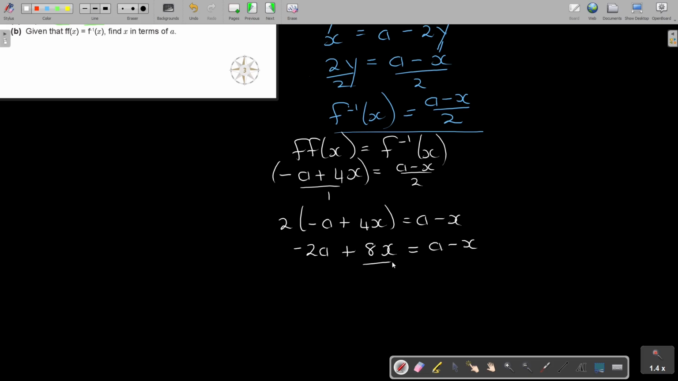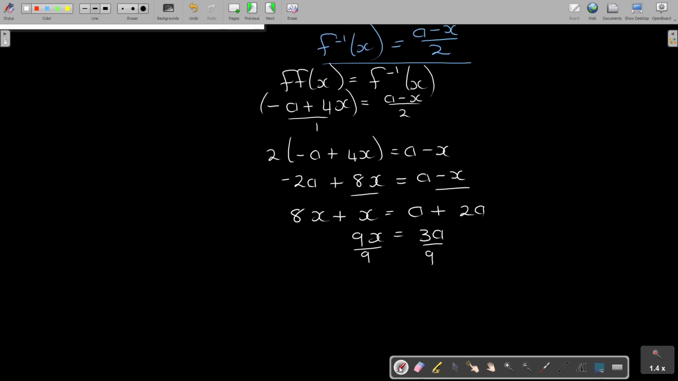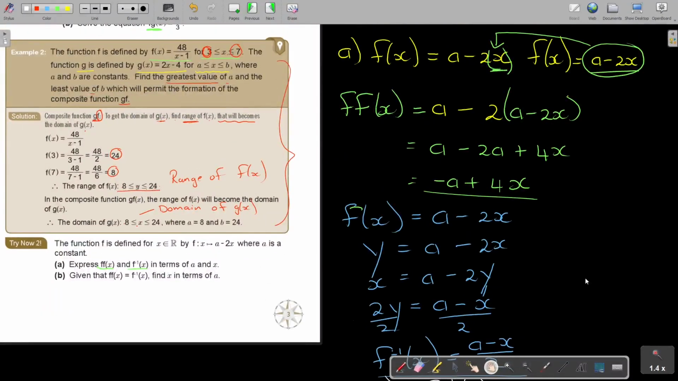Okay, so get all the x terms on one side. So 8x plus x equals a plus 2a. And that's going to be 9x equals 3a. I divide by 9, and the value of x is a over 3. And that is your answer. So this was not really connecting so much to the example. That was more for me. I just wanted to put this brilliant example, which was an introduction to the examples that I'm going to do now.